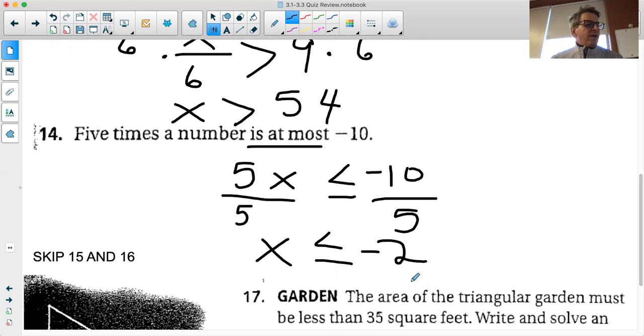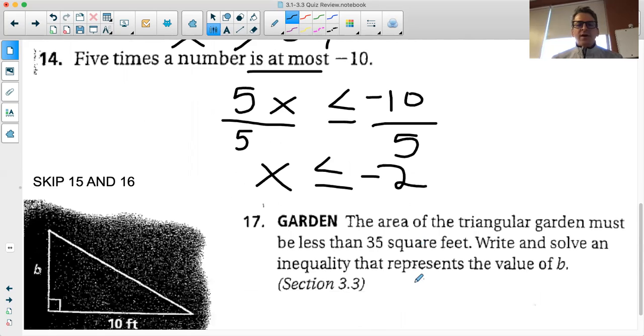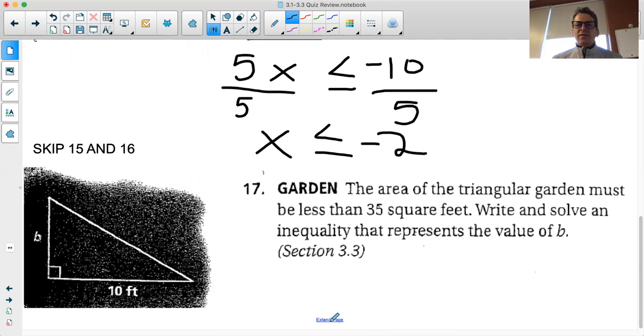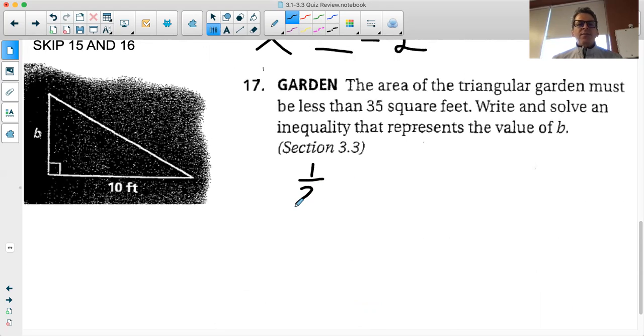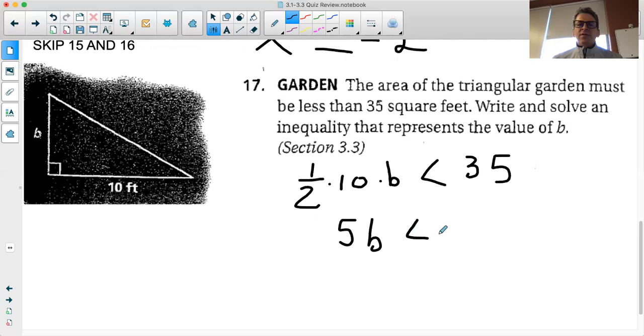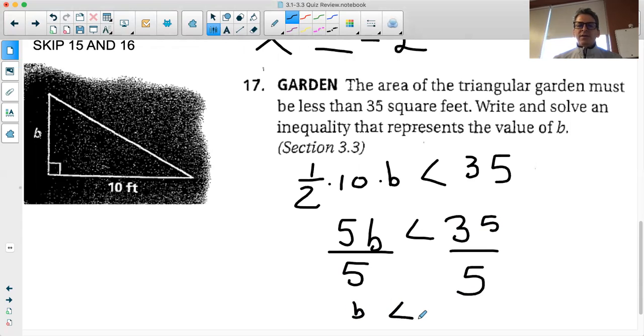And the final question is the area of the triangular garden must be less than 35 square feet, and solve an inequality that represents the value of b. Okay, so the area is 1/2 times the base, which is 10, times the height, which is b, must be less than 35 square feet. So you have 1/2 times 10, which is 5b, is less than 35. To solve that multiplication by 5, we end up dividing by 5 on both sides, and your answer is b is less than 7.